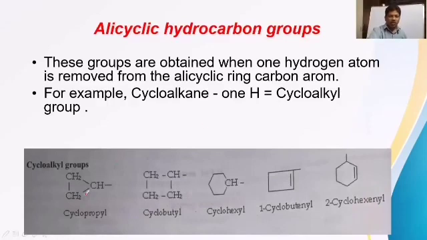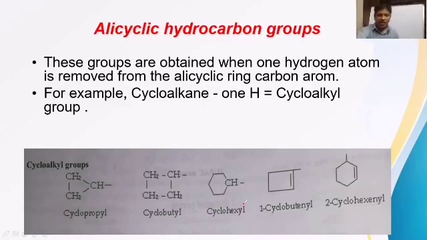Example, from cyclopropane, if you remove one hydrogen atom from any carbon, wherever we remove one hydrogen, one free bond is formed, and this is called the cyclopropyl group. And here the cyclobutyl group is formed by the removal of one hydrogen atom from any one carbon of the cyclobutane molecule.